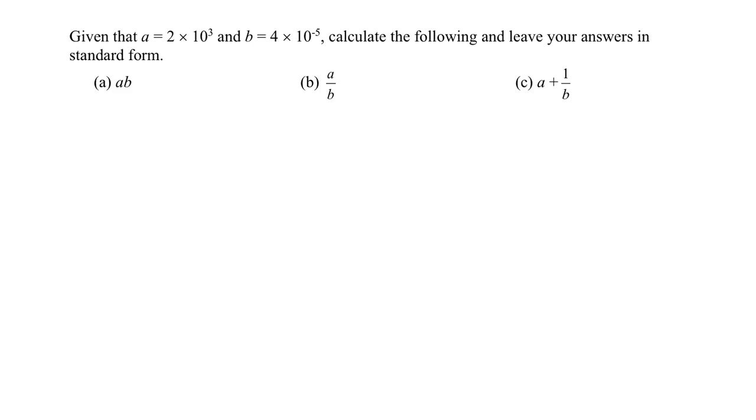Hello everyone, welcome to this video where we are required to express the answers in standard form, after we calculate them. Alright, and we are given A and B as standard form. So for part A, let's zoom in. Alright, so for part A, I'll write it here. AB simply means 2 times 10 power 3 multiplied by 4 times 10 negative 5, and so 2 times 4 is 8.